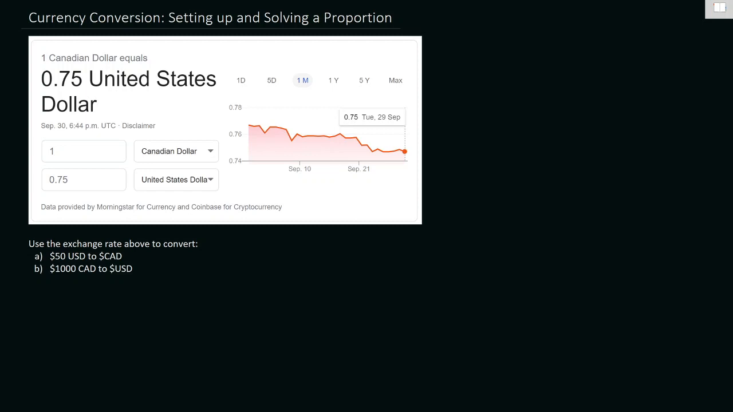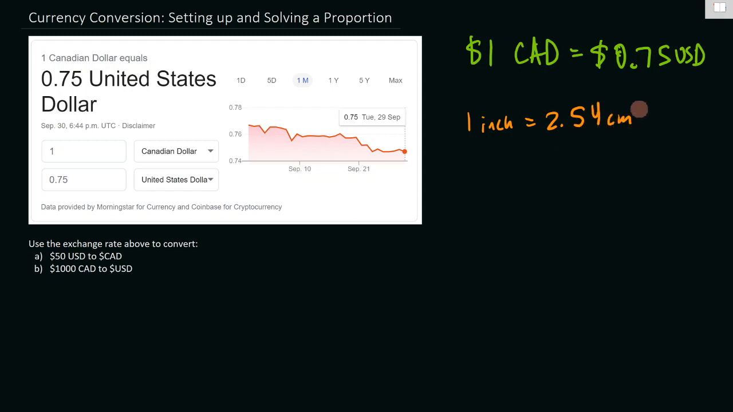And just a note about conversion factors, this is one example of a conversion factor. We've got $1 CAD equals 0.75 USD. But this exact same process would work if we're doing some other type of conversion. Like for instance, 1 inch is 2.54 centimeters. So this skill that we're going to use to convert currency is the exact same skill that you would use to convert, say, imperial to metric or metric to imperial. Okay, and I've just pulled a couple numbers out, turned $50 American to Canadian, and turned $1,000 Canadian to American.